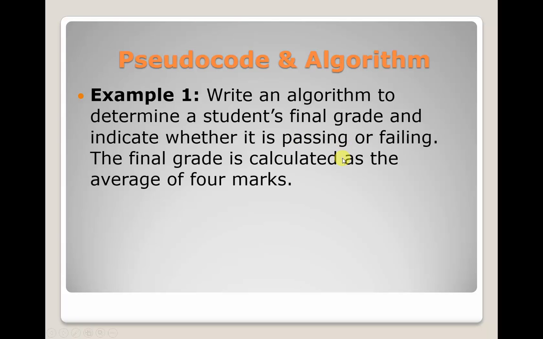So pseudocode's an algorithm. Let's take an example. The best way to learn this is through a bunch of examples. A lot of the remainder of the course is going to be examining examples of code that other programmers have written and then taking that concept and applying it to a particular problem that we have to solve. So let's look at an algorithm that would be used to calculate a student's final grade and indicate whether it was a pass or a fail. And the method used to do that for this particular example is that the grade is calculated as an average of 4 marks.